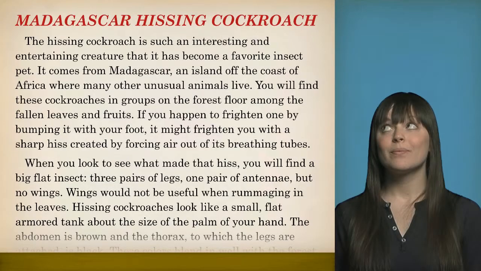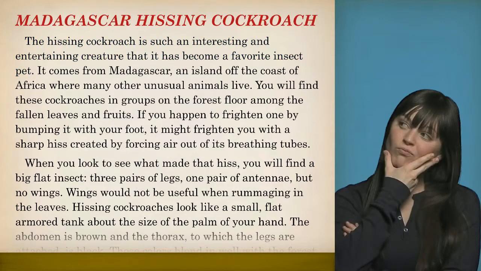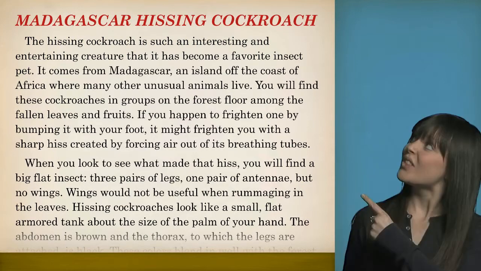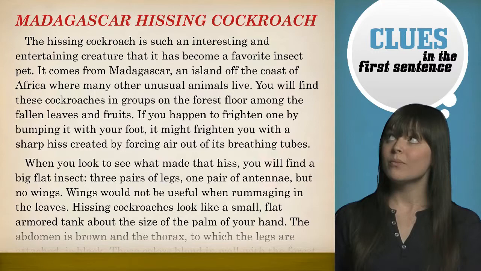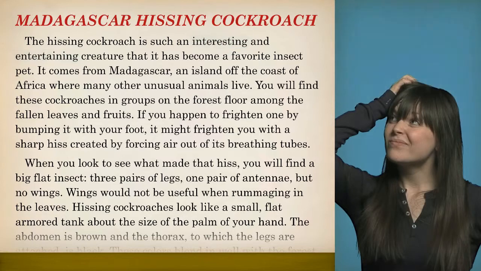All right, the Madagascar hissing cockroach. The hissing cockroach is such an interesting and entertaining creature that it has become a favorite insect pet. Pet? That might be stretching it. Oh, nice. I can see clues the author is providing to help me understand that she is going to describe the cockroach. The first clue is right there in the title of the section, Madagascar hissing cockroach. And the next two clues come in the first sentence. Okay, I can predict that the author is going to describe the cockroach by telling me interesting and entertaining facts. Great. What's next?